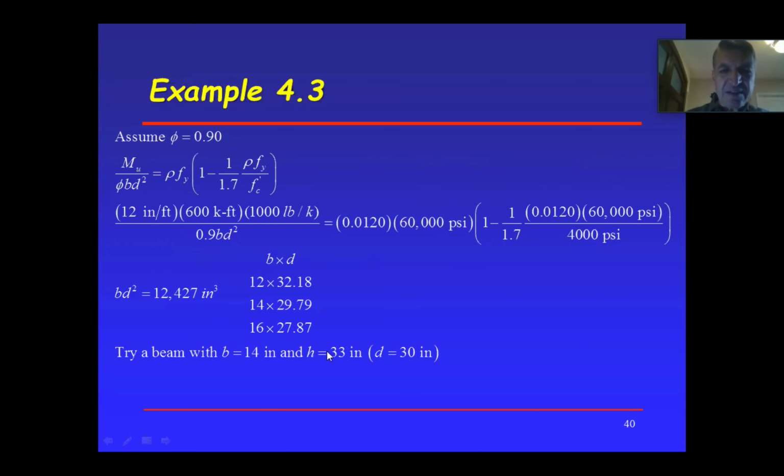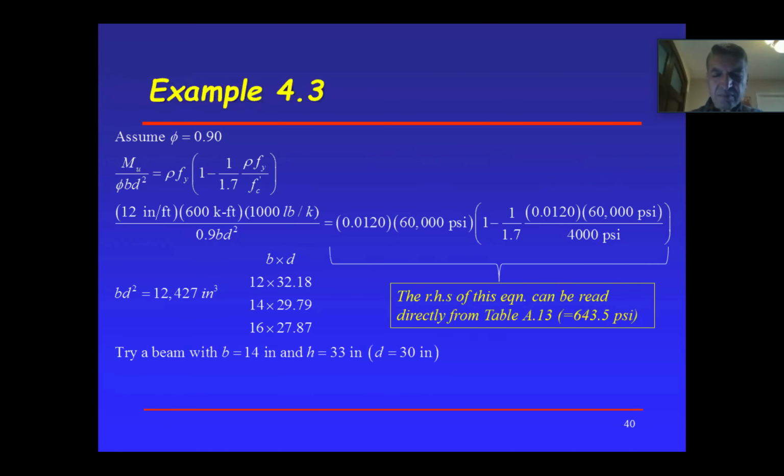So how did we get this? By knowing rho, because if I know rho, I can do this. If I didn't know rho, I cannot do that. But he gave me rho in the problem. Okay, this whole thing here, instead of doing all that, this is really mu over phi bd squared. It said this is equal to rho. This is equal to rho of this equation, and can be read directly from this table, A13, 643.5.